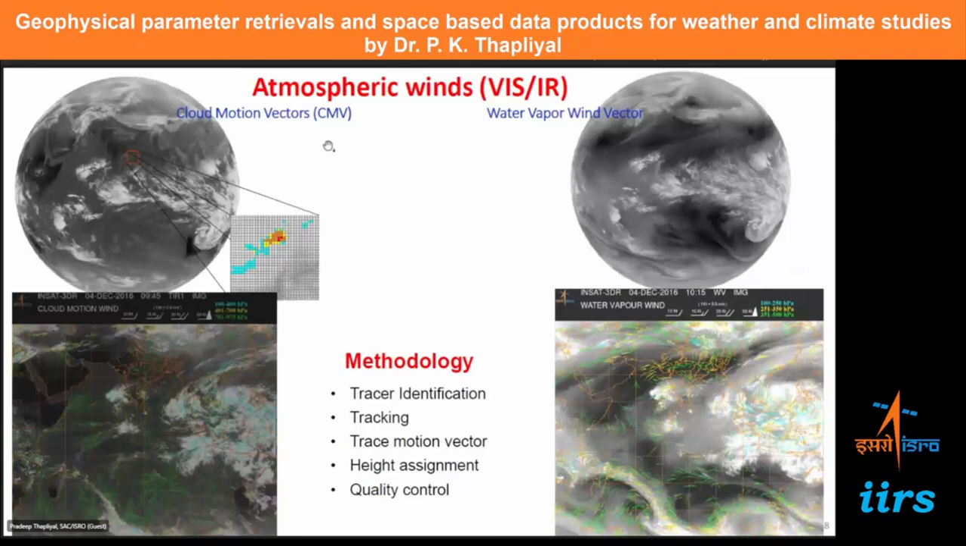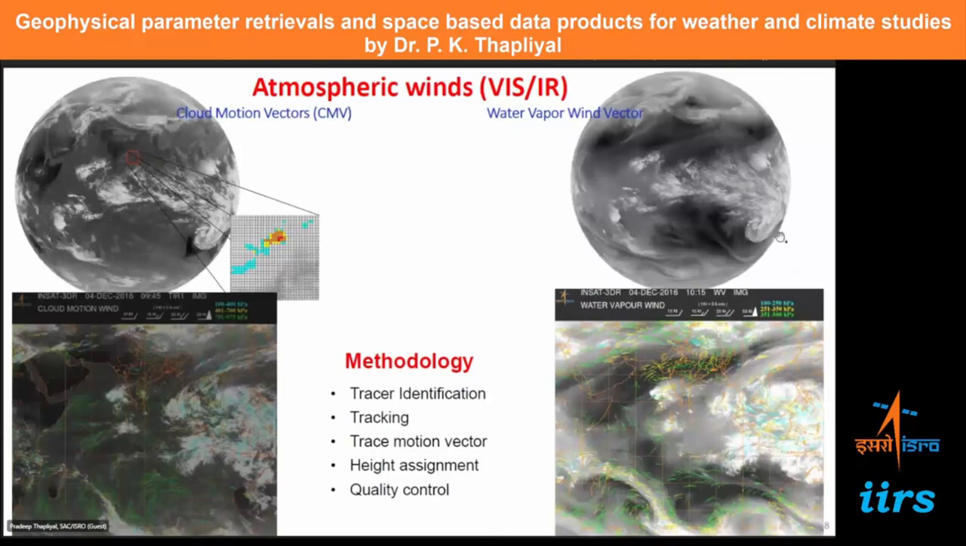these cloud motion vectors. Now, you will get wind vectors only where you have clouds. Over low cloud you will get low level wind. Wherever there are tall clouds, high cloud, you will get high level wind. But where there are no clouds, you will not get any information.